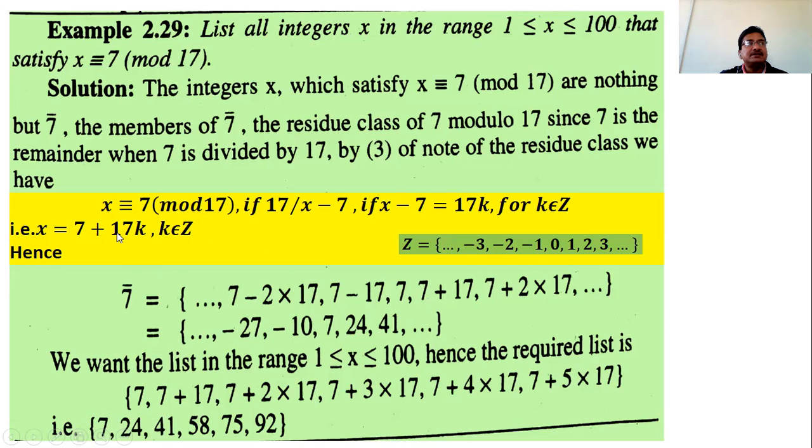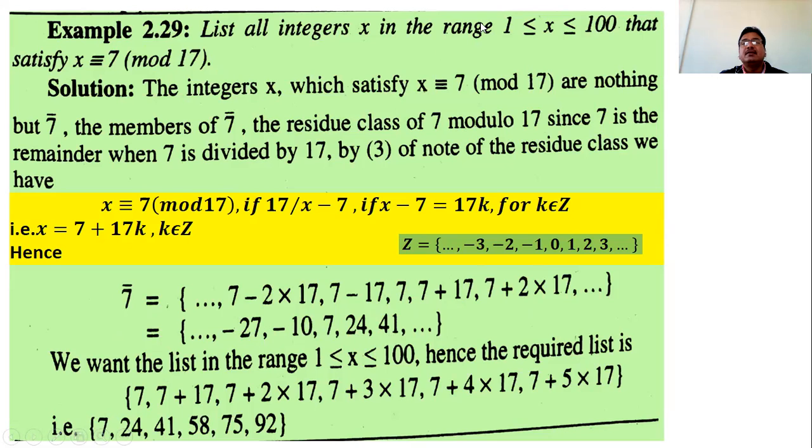Then substitute k as 1: 7 plus 17 into 1, that is 7 plus 17. Then substitute k as 2: 7 plus 2 into 17. In this way, we get the elements. Minus 34 plus 7 means minus 27. Then minus 10. This is 7. Then 7 plus 17 is 24. 7 plus 2 into 17 is 41. And these are the elements of 7 bar, the values of x that are congruent to 7 mod 17.